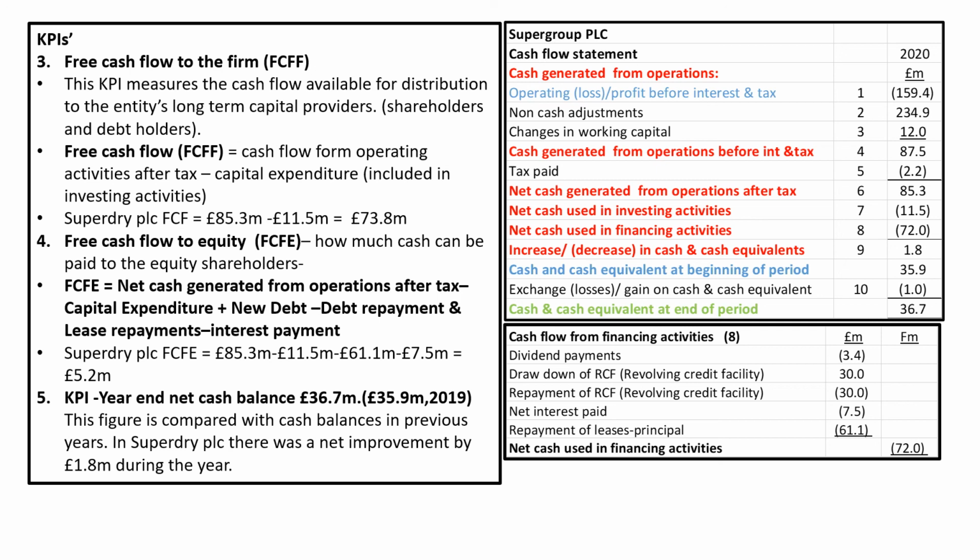The last indicator we're going to look at is the year-end cash balance. In Superdry's case, if we look at the bottom line, the cash and cash equivalents at the end of the period is 36.7 million, and this figure is compared with the cash balance in the previous year, which is 35.9 million in 2019, which is the opening balance. And effectively, there is a net improvement of 1.8 million during the year.